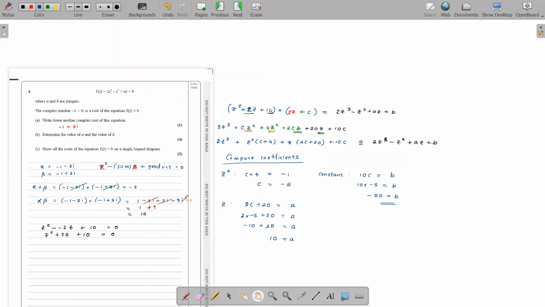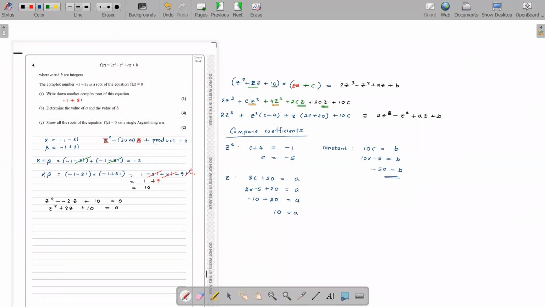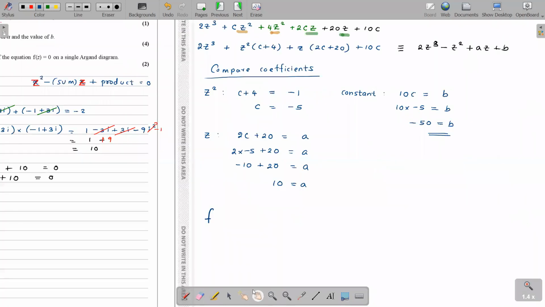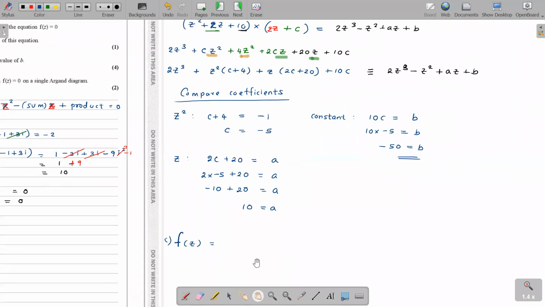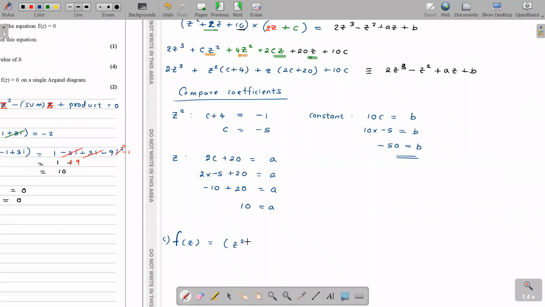In the next one, show all the roots of f(z) equals 0 on an Argand diagram. So what are all the roots? I think you can see the f(z) equation. This is part C, right? The f(z) equation, when we factorize, we get z square plus 2z plus 10 times 2z plus C. C is minus 5.